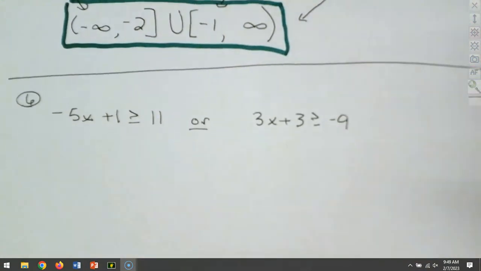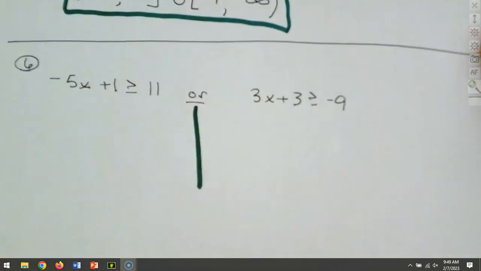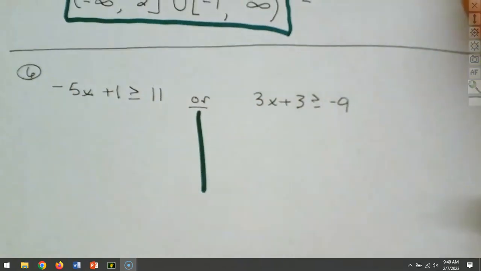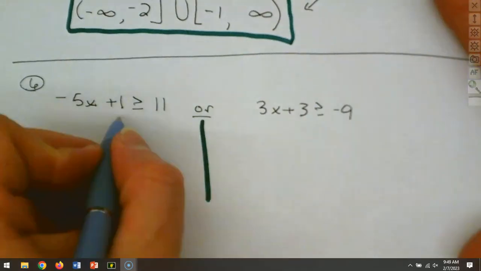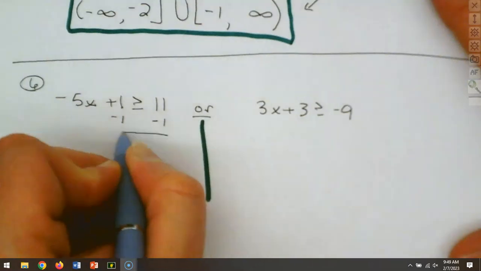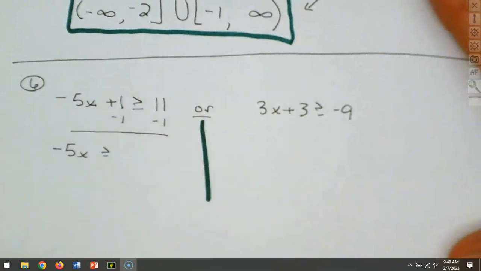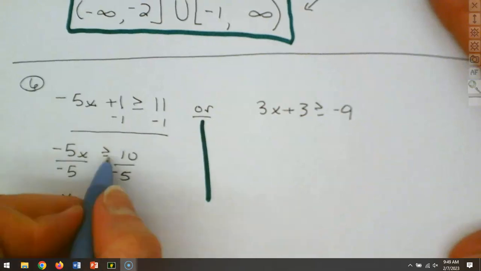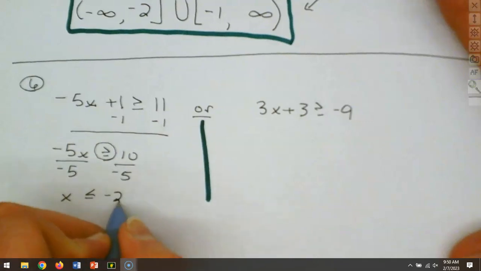Okay, so same process. And always take your time. Don't ever try to rush through things. Always take your time. So we're going to begin by subtracting off that 1. And that's going to then leave me with the minus 5x is greater than or equal to 10. And we'll divide by our negative 5 here. And that leaves me with, now inequality is going to flip, so we'll flip that around. And that's going to then leave me with a negative 2.